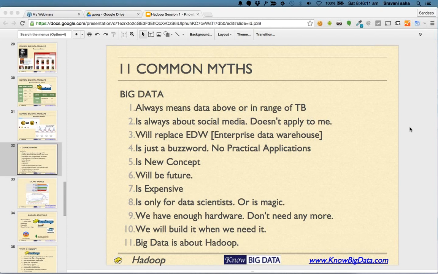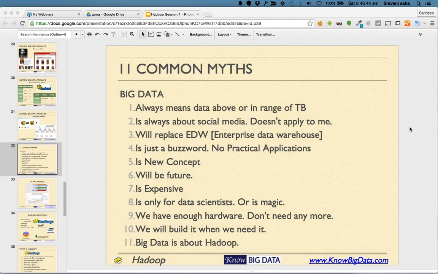Next is, will it replace enterprise data warehousing? The answer is no. It will not completely replace EDW, but it will replace the cases where we want to do the computing and we don't have transactional requirements. If we don't have transactional requirements, then most of the information can be moved to big data, provided the data is big enough to be processed on big data systems.